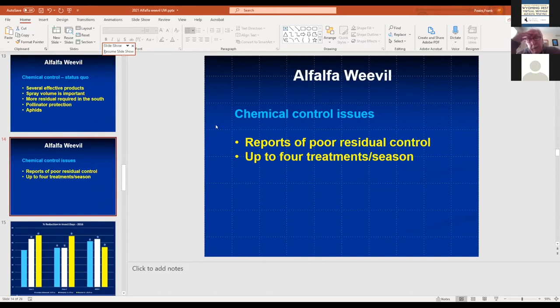As Kevin mentioned, we've had a number of reports of poor residual control. And one applicator told me that he had had to treat four times in one season to control alfalfa weevils. So I wasn't really too sure on how to address this.